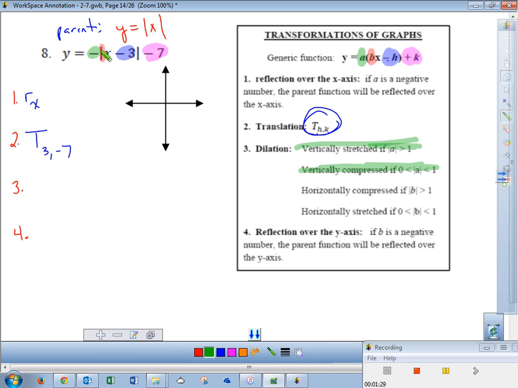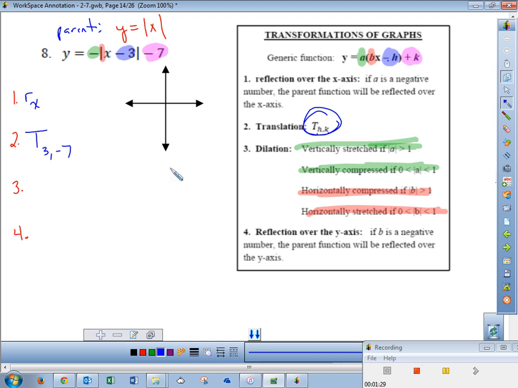Was there any kind of vertical dilation? Nope. Still doesn't mean we're done with the dilation part. We got to check for horizontal dilation. We're looking at the B value, which is the number in front of x inside the grouping symbol, which isn't that a 1 in this case, correct? Was there any horizontal dilation? No. So good for us.